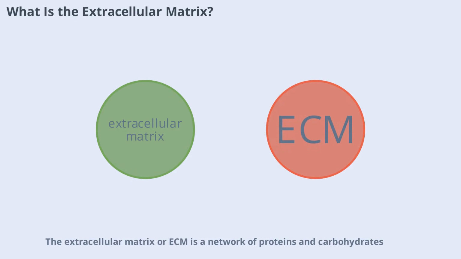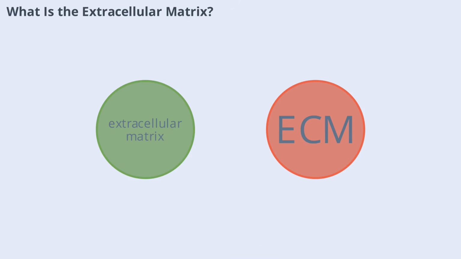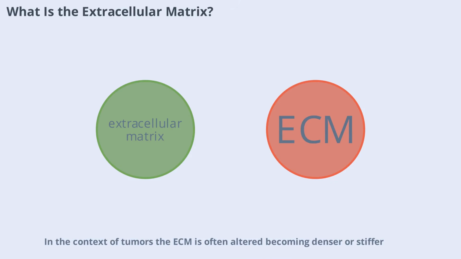Extracellular matrix, or ECM, is a network of proteins and carbohydrates that surrounds and supports the cells within tissues. Think of it as a scaffold that not only holds cells in place but also influences their behavior. In the context of tumors, the ECM is often altered, becoming denser or stiffer, which can affect how cancer cells grow and spread. The ECM is made up of components like collagen, elastin, and glycoproteins, each playing a unique role in maintaining tissue structure and signaling to cells. Understanding the ECM is key to unraveling how tumors develop and resist treatment.